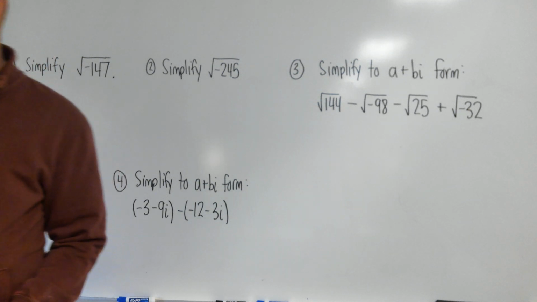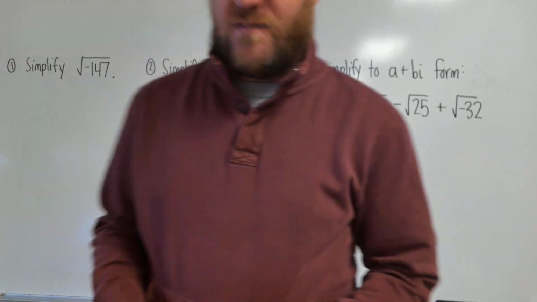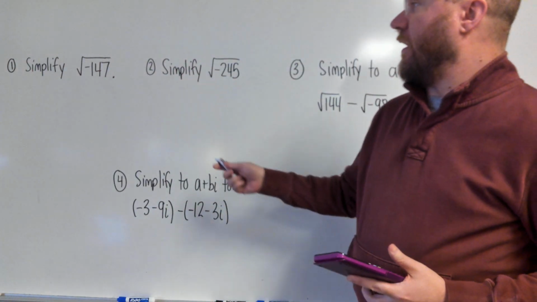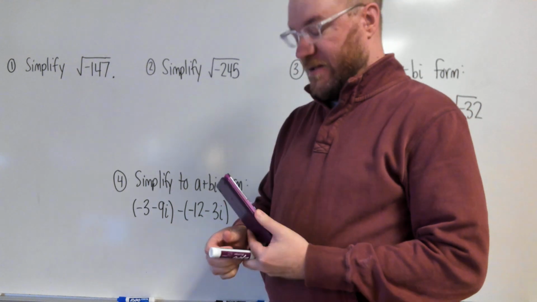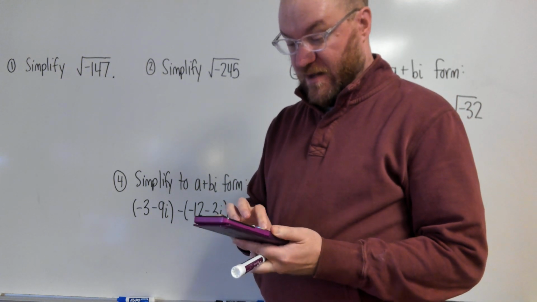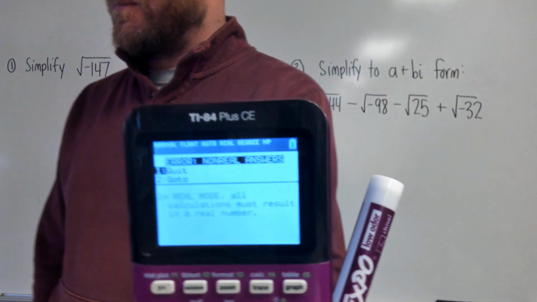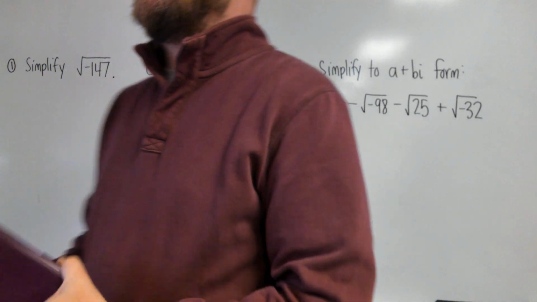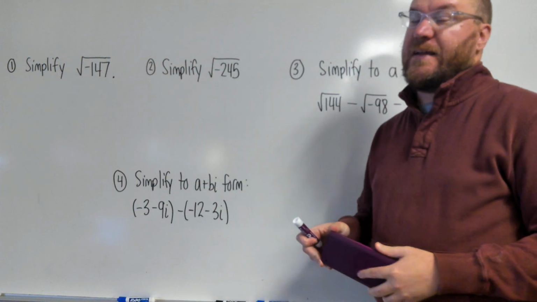Hello there. In this video, we're going to talk about imaginary numbers. So we look at our first example here, and it says simplify radical negative 147. And if you try this on your calculator, you get an error. So you've probably been told in math that you cannot square root a negative.